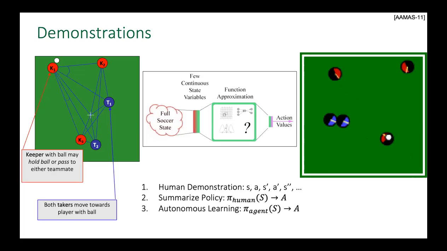Anyway, the human plays, we summarize the policy, and then we use this explore, exploit, execute to better learn from the human. So we're going to use these demonstrations to learn an estimate of the human's policy, and that will bias the agent's policy.